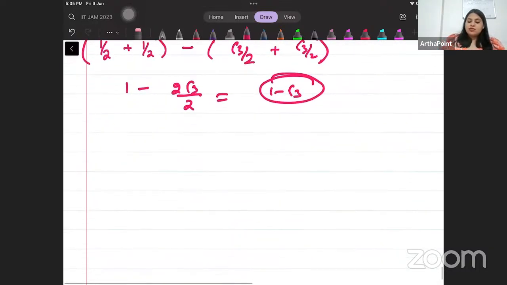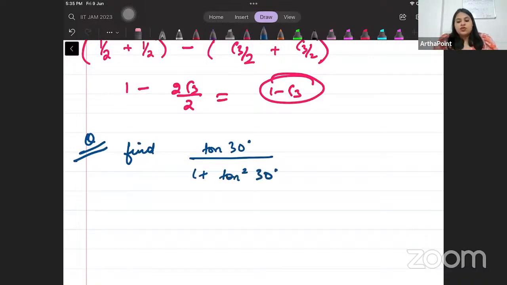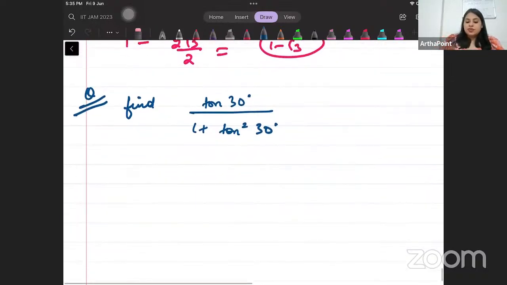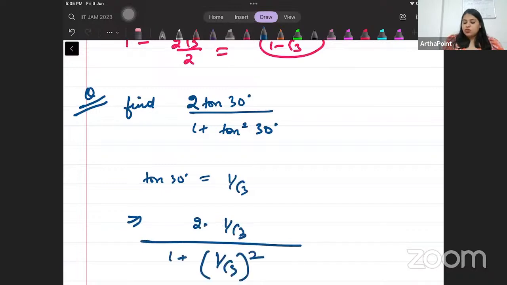Okay. Now come to the next question. So find tan 30 upon 1 plus tan square 30 degree. This is the question. Again, this is pretty simple. 2 tan 30 by 1 plus tan square 30. So we know beta that tan 30 is 1 by root 3. So this will be 2 into 1 by root 3 upon 1 plus 1 by root 3 whole square. Right? Just solve this and get the answer.